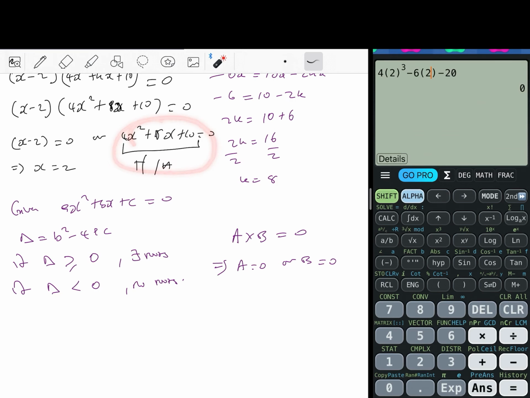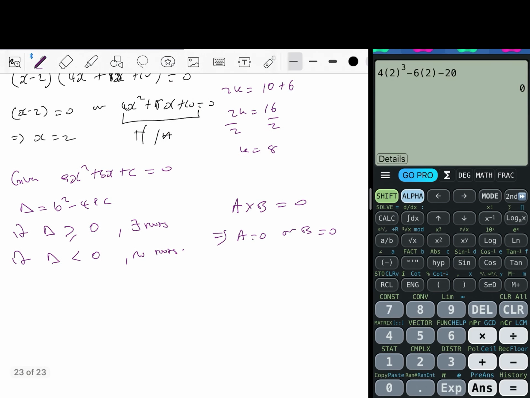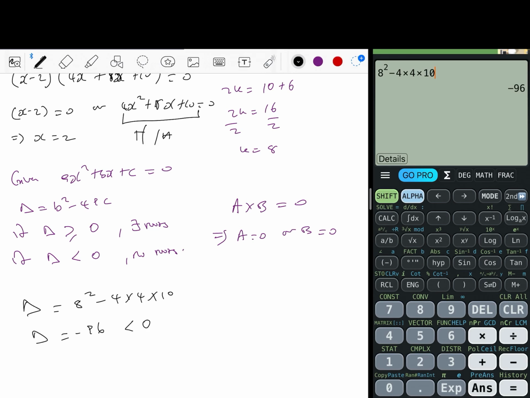I'm going to show you how I came to say there's no root here. In our case, our b is 8, a is 4, and c is 10. If you punch this into your calculator, 8 squared minus 4 times 4 times 10, you get negative 96, and this is less than 0. Therefore, we have no root.